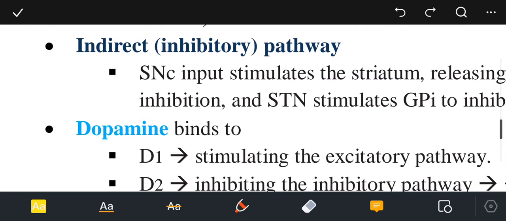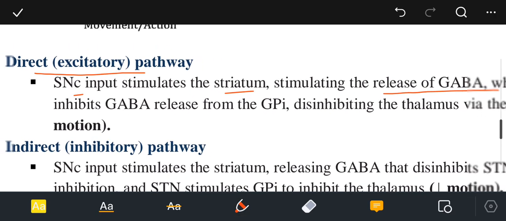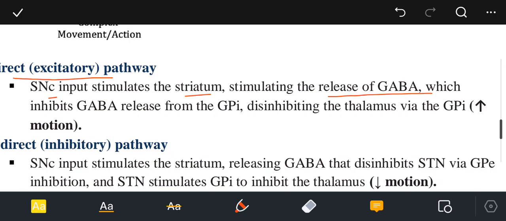Now here you can see that direct or excitatory pathway, substantia nigra pars compacta, the C is for the pars compacta because substantia nigra has two components, pars reticularis which is a loose part of the substantia nigra, and pars compacta which is a tight part of the substantia nigra. So substantia nigra input stimulates the striatum, stimulating the release of GABA, which inhibits the GABA release from the globus pallidus interna. Okay, so this inhibiting the thalamus by the globus pallidus interna, increasing the motion.